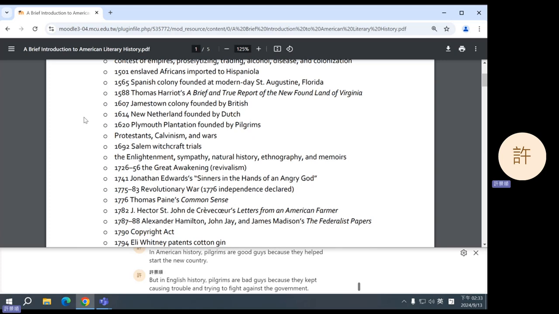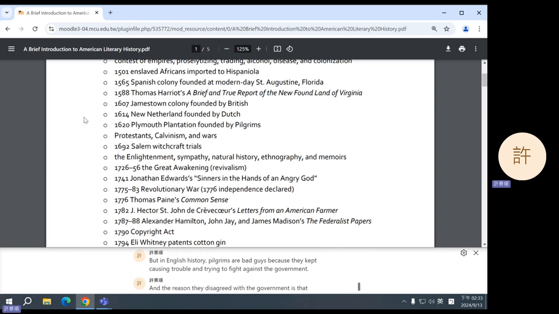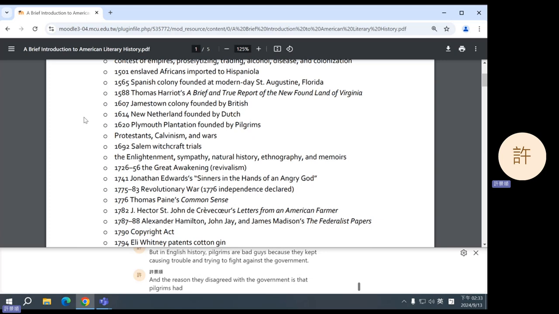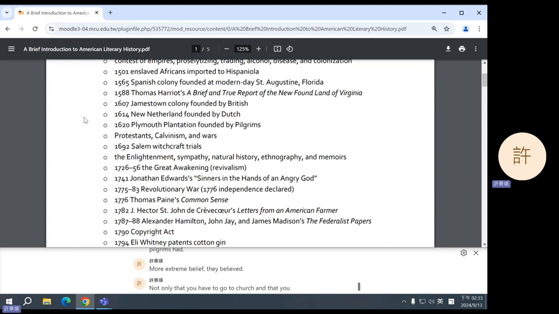And the reason they disagreed with the government is that pilgrims had a more extreme belief. They believed not only that you have to go to church and that you have to believe in Jesus Christ, they also believed that you had to have a pure lifestyle. You had to follow strict religious rules in your daily life.